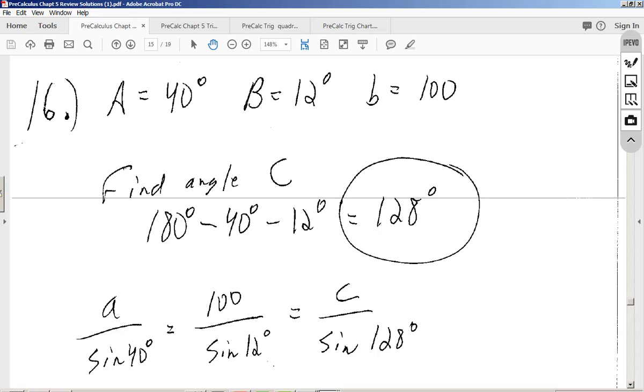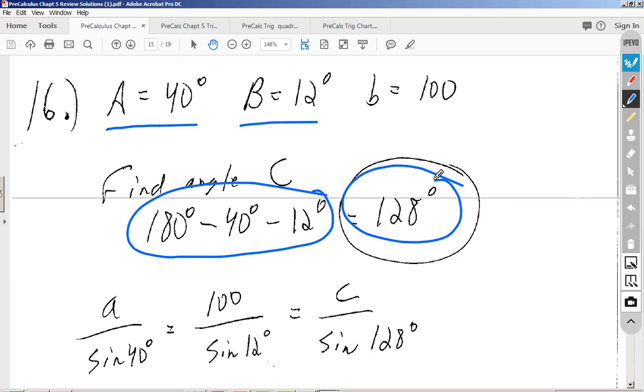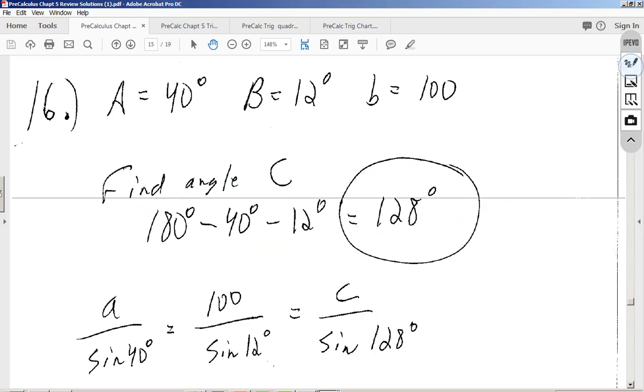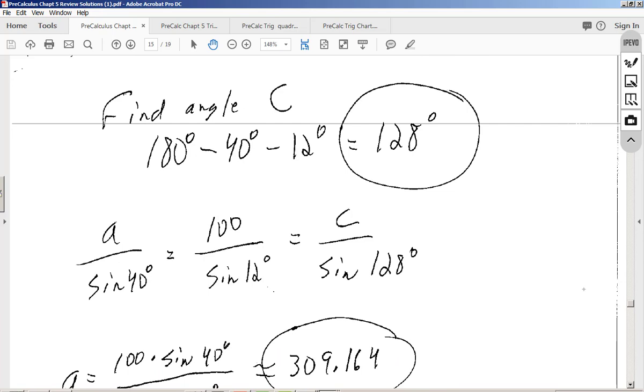Okay, number 16 says use the law of sines to find the remaining sides and angles of your triangle. So you're going to notice that they give us these two angles of 40 and 12. So to find angle C, I'm just going to take 180 minus 40 minus 12, and I get 128 degrees for angle C. So now that you know that C is equal to 128, you can now set up your proportions. So notice here's my proportion. I don't know side A. Its angle is the sine of 40, all equals 100 all over the sine of 12, which equals C all over the sine of 128.